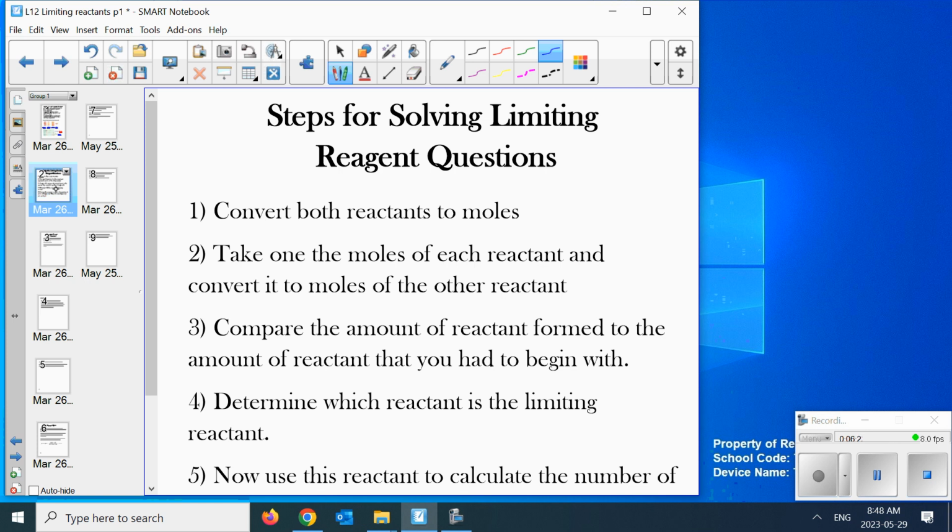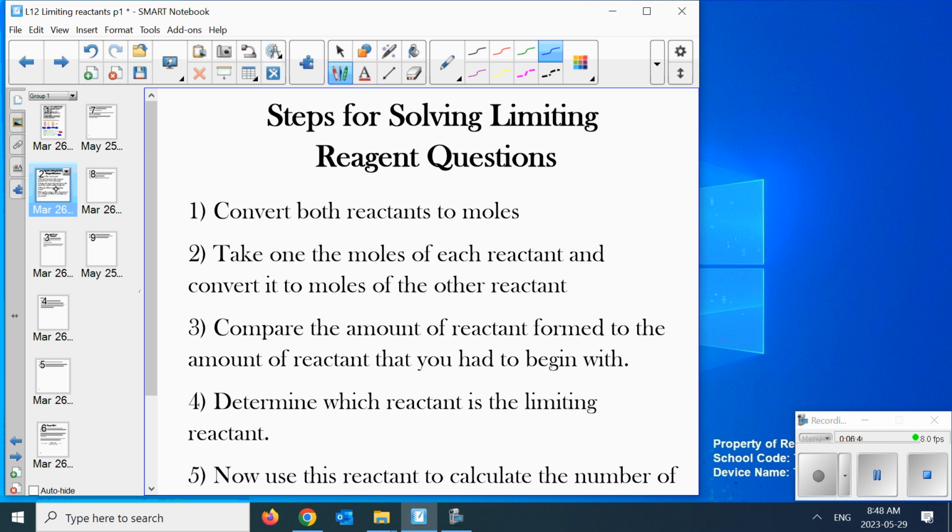Okay. Now, this will make more sense as you do them, but keep this in mind. I'll run through this, and then we'll actually do some examples. The first thing you do is I will give you two amounts of reactants, reagents. You're going to convert both reactants to moles.